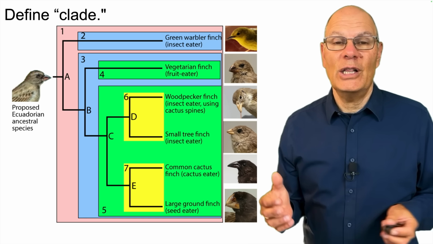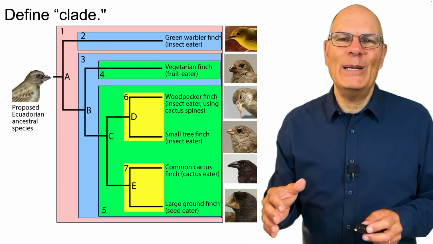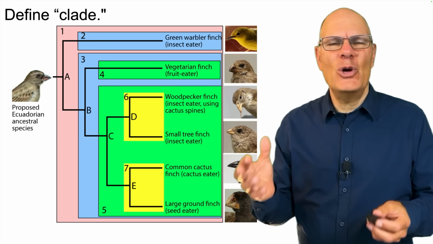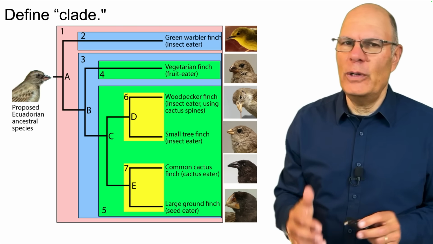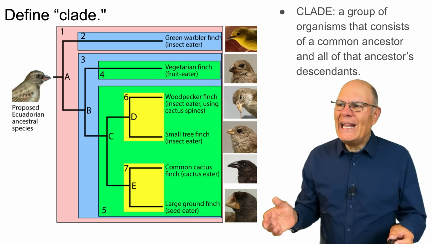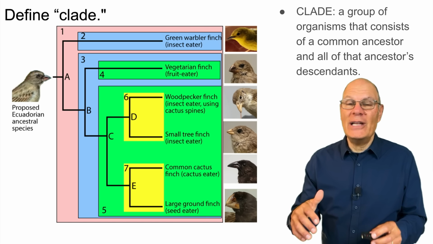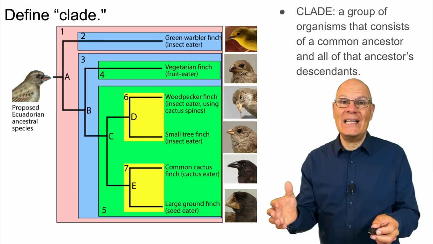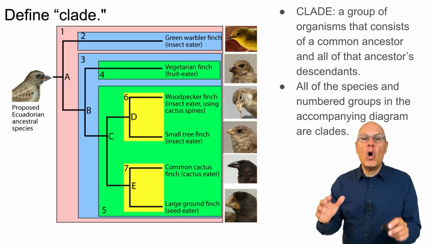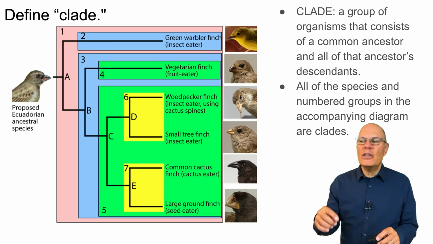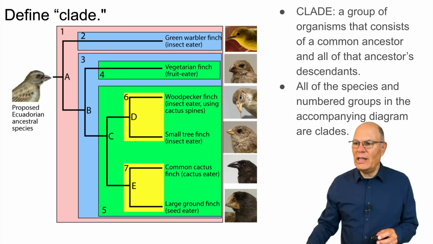Define the term clade. Clade is an incredibly important biology term that's not known to the general public, but now you'll know it and you'll be able to explain it to people. A clade is a group of organisms that consists of a common ancestor and all of that ancestor's descendants. In this diagram, all of the species and all of the numbered groups are clades.